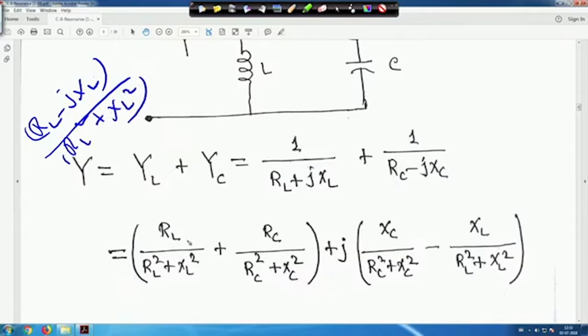Just separate it: it will be RL upon RL square plus XL square, and this one is minus XL upon RL square plus XL square, the imaginary part, right. These two are the real part and the imaginary part. So the real part is RL upon RL square plus XL square, and the imaginary part is minus XL upon RL square plus XL square. Similarly, for RC minus JXC, numerator and denominator you multiply by RC plus JXC. So the real part is here and the imaginary part is here, right. Let me clear it.